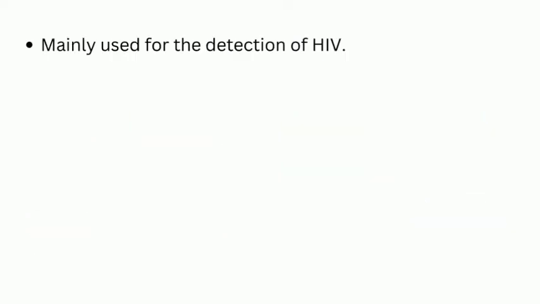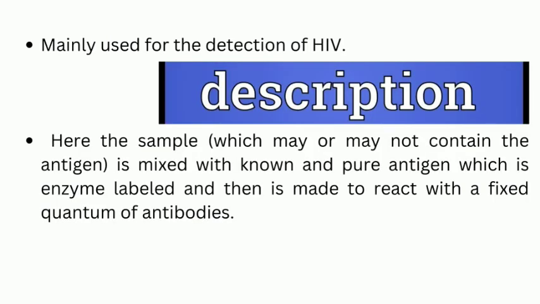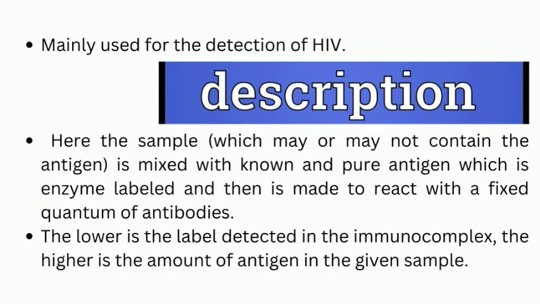It is exactly the same as competitive RIA described in our previous video, whose link has been given in the description box of this video. Here the sample, which may or may not contain the antigen, is mixed with the known and pure antigen, which is enzyme labeled, and then is made to react with a fixed quantum of antibodies. The lower the label detected in the immunocomplex, the higher is the amount of antigen in the given sample.